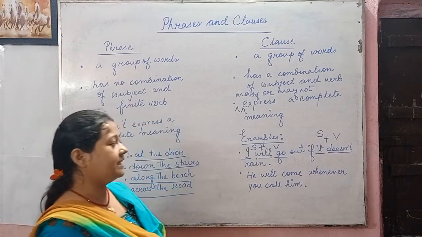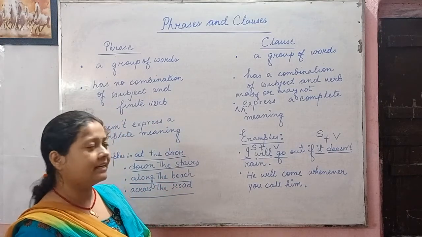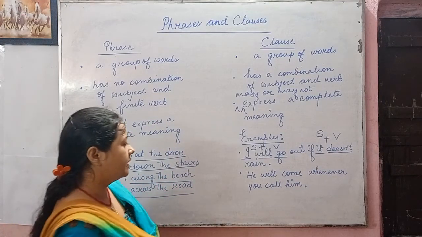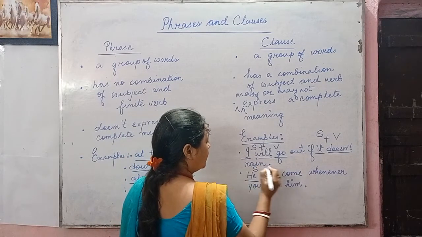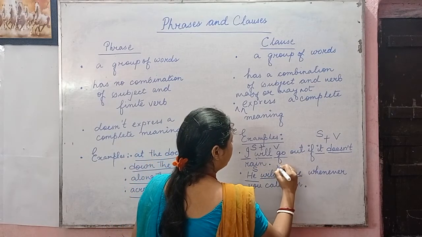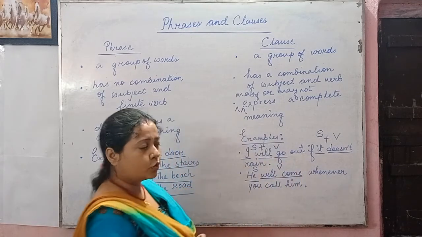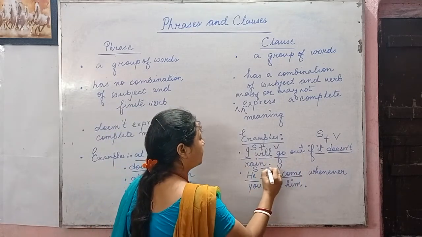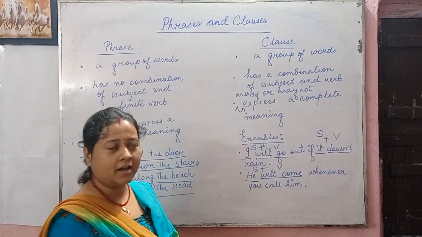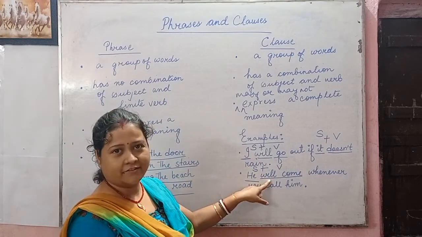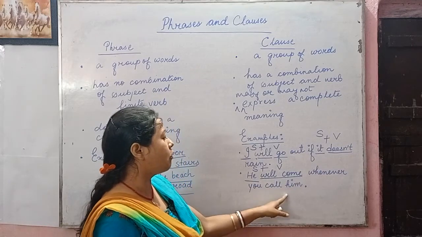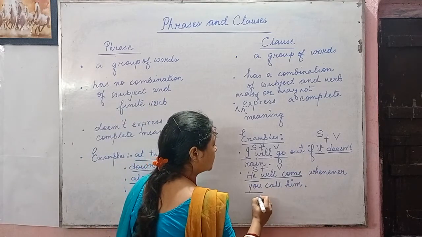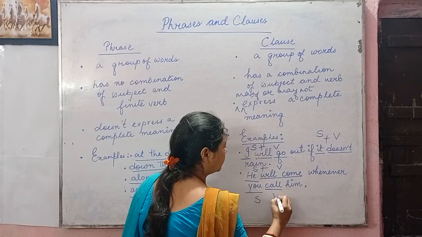So let us come to the next example. He will come. He is a subject, will come is the verb, right? So here also we got a combination of subject and verb. That means this is also a clause. Whenever you call him, you is a subject, call is a verb.